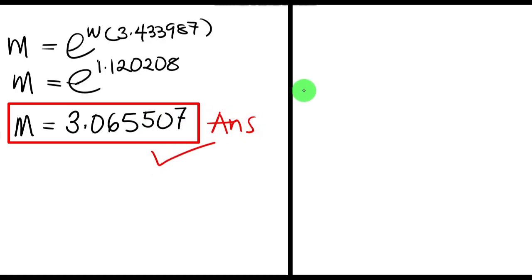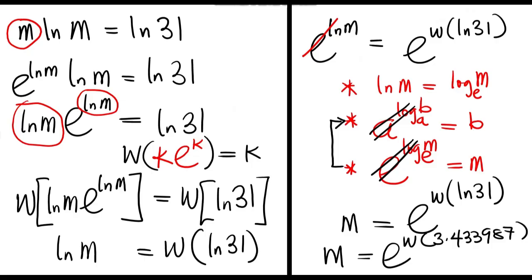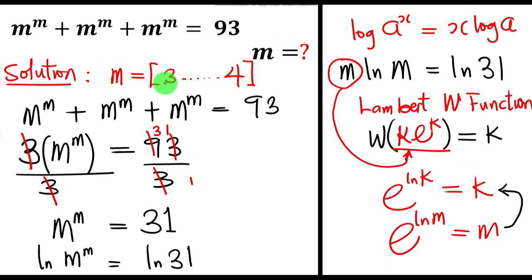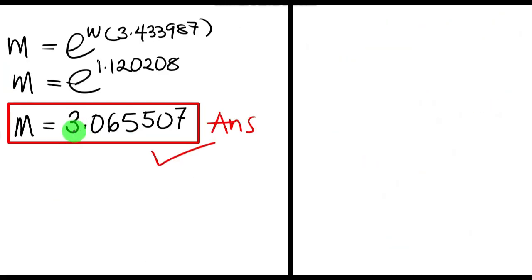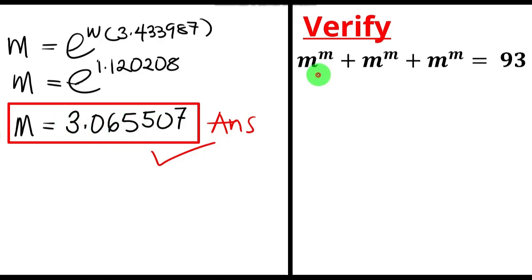You might need to remember that from the beginning, we've already established that m is going to be between 3 and 4. We said it's going to be above 3, but it's not going to be up to 4. And that is what we've got in 3.065507. At the same time, we might need to verify, that is confirm, if this answer is actually correct or not. Since this is my question, all I need to do is to insert this value of m into each m here and confirm if the left hand side is going to be equal to the right hand side. If it is, it shows that this value is correct.